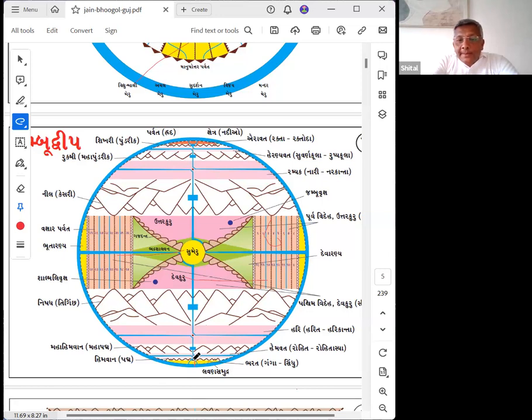So the width of Himvan Parvat is how many yojans? 1052. Yes, so how much is double? 526 times 2 is 1052. So you can calculate this is 1052, and this is double that, 1052 times 2, which is 2104. Fine. So you can calculate the distance from the top to the bottom in this fashion.